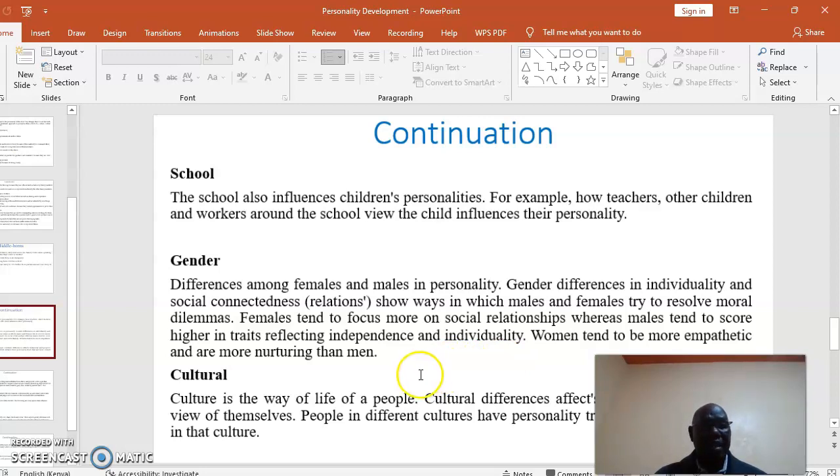Now let's look at the culture. Culture is a way of life of people. Cultural differences affect behavior and people's view of themselves. People in different cultures have personality traits that are more valued in their culture.